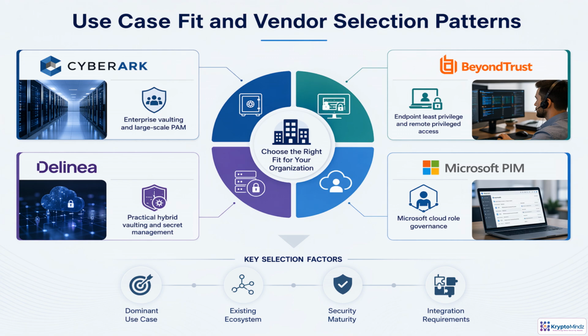Microsoft PIM is strongest when privileged risk lives mainly in Entra, Azure, and Microsoft 365. The best choice reflects ecosystem fit, control maturity, integration needs, and where privileged access creates the most risk.